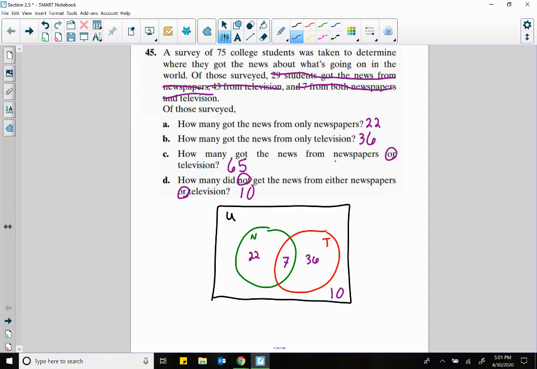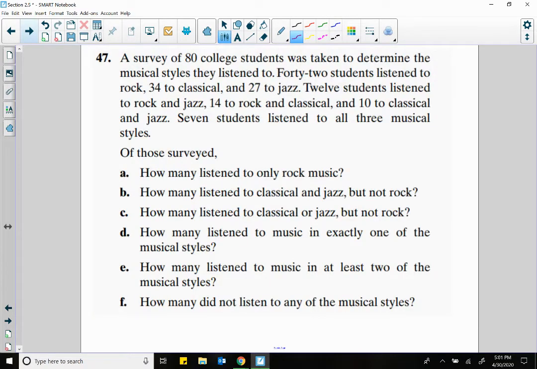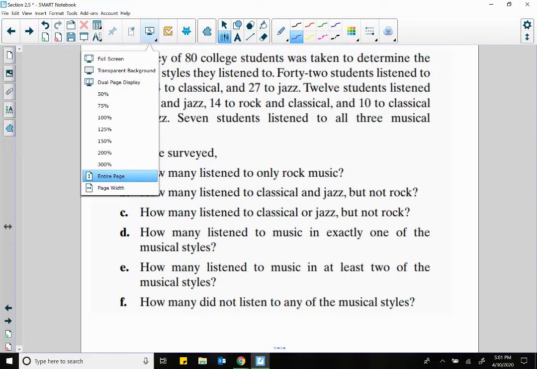I got two more problems because now we've dealt with problems where there were two circles. Now we want to deal with problems. What happens if there are three circles? So this is as hard as what 2.5 gets. Okay? And you might even see this problem somewhere later on. Wink, wink, nudge, nudge, fireworks in the air.